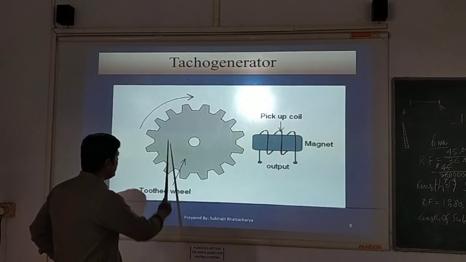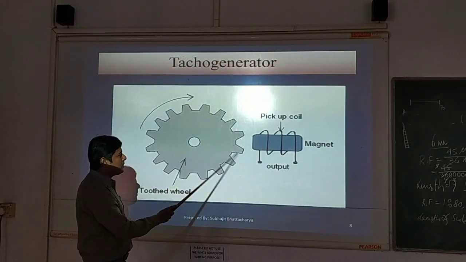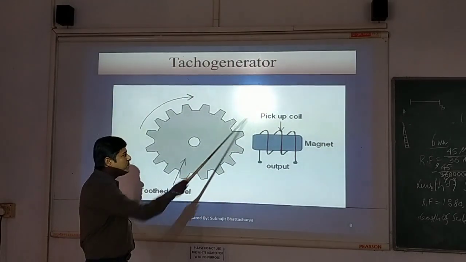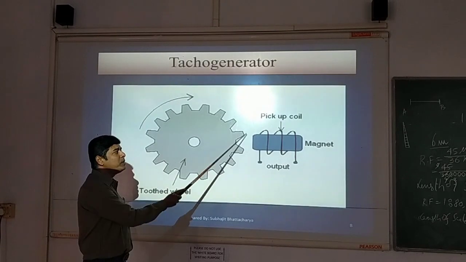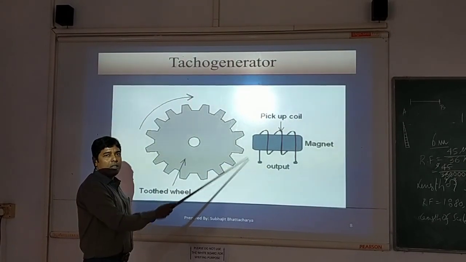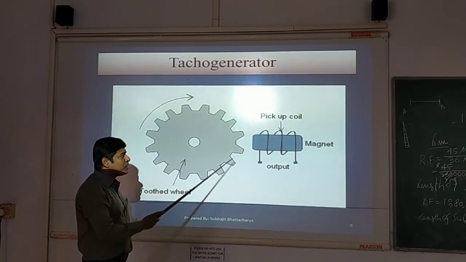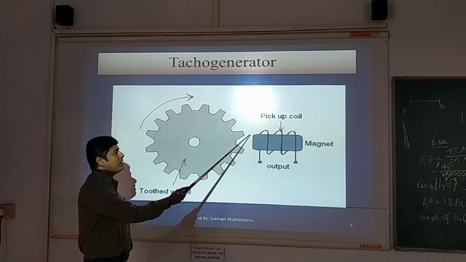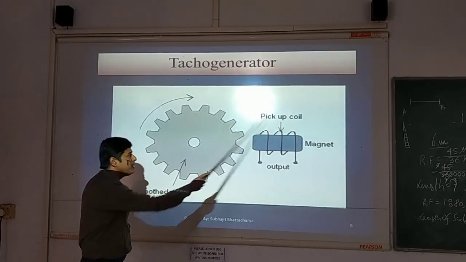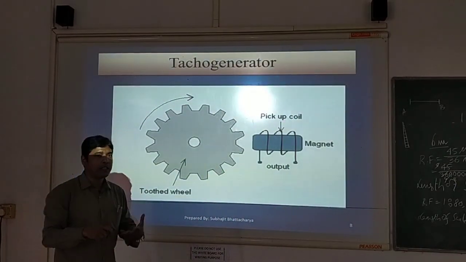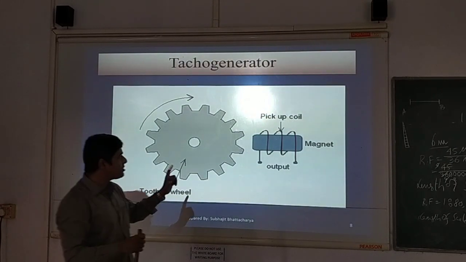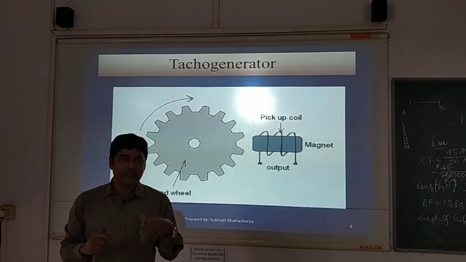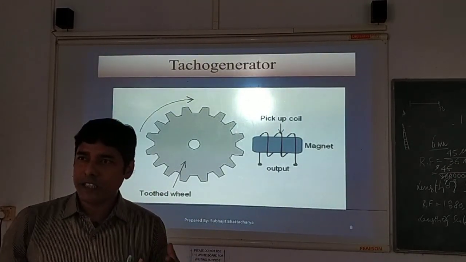But as soon as this is rotating, due to the tooth the permeability of this space will change periodically. As it is moving at a constant speed, constant RPM or angular velocity, the magnetic flux around this space will be changing periodically. Why will the magnetic flux change? Because permeability will change. The amount of ferromagnetic material present in a space determines the permeability of that space.